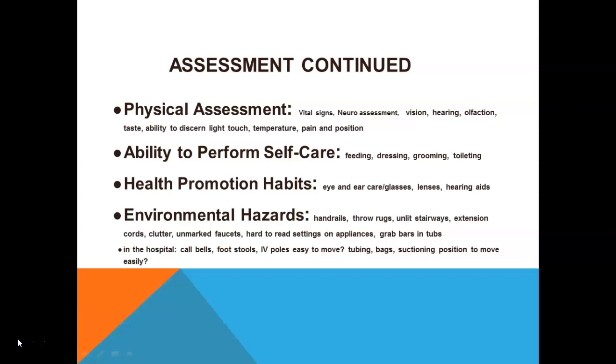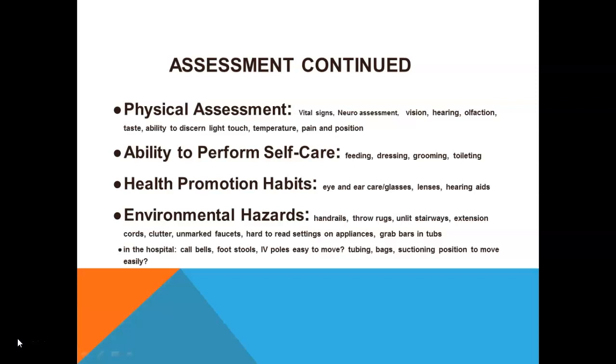Are they alert and oriented times 4? Are they not? What's going on? Can they hear you? Can they see you? Can they smell? Can they taste? Are they able to discern difference between touch, between sharp and dull and soft and hard? The temperature, can they feel hot and cold? Do they feel pain and in what position? Are they able to perform self-care, feeding, dressing, grooming?